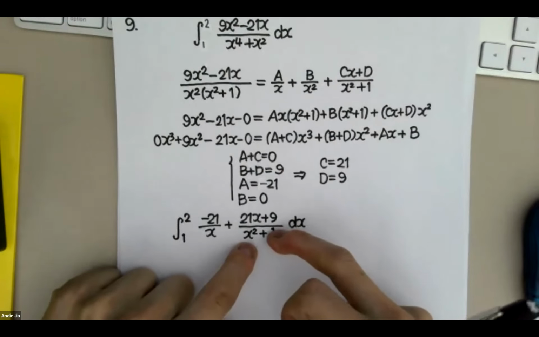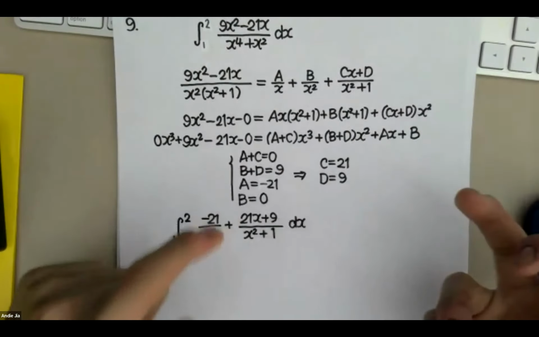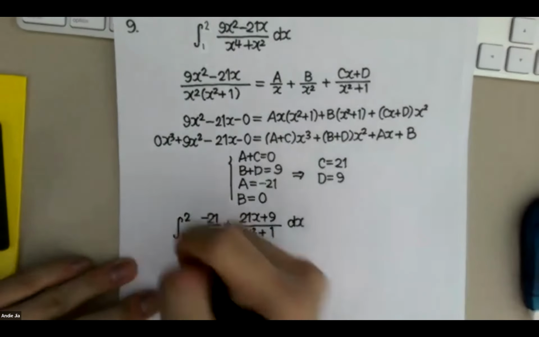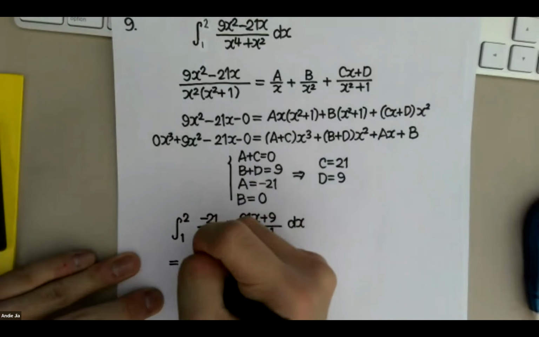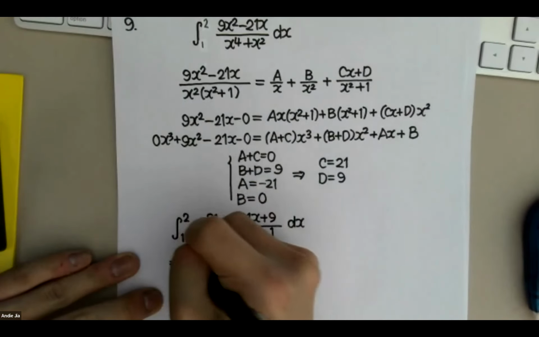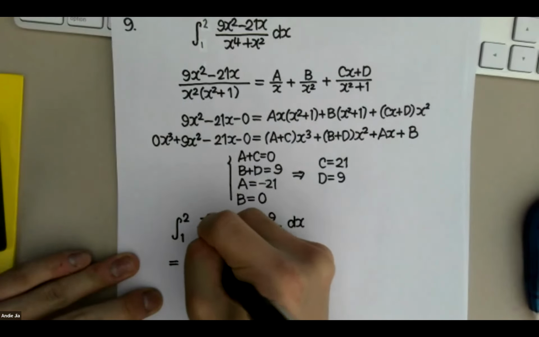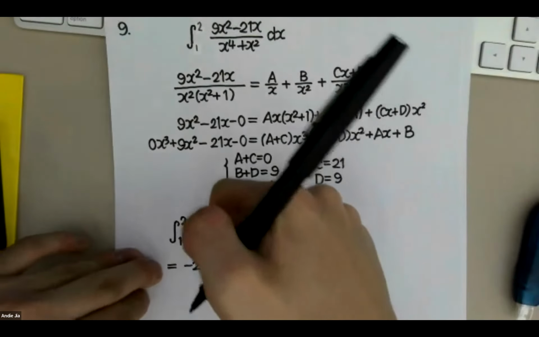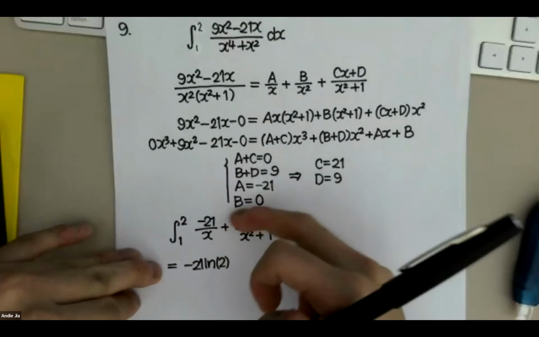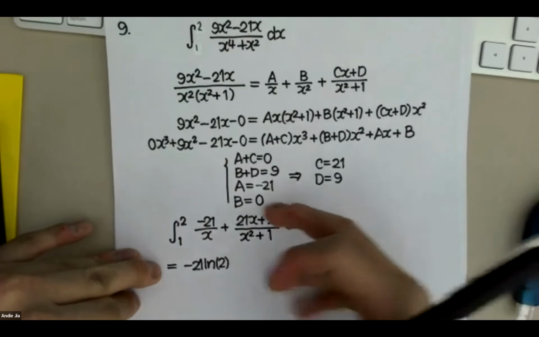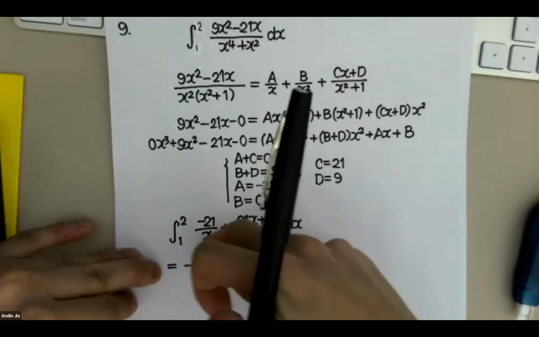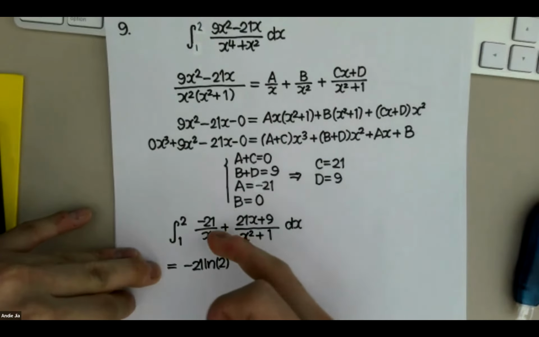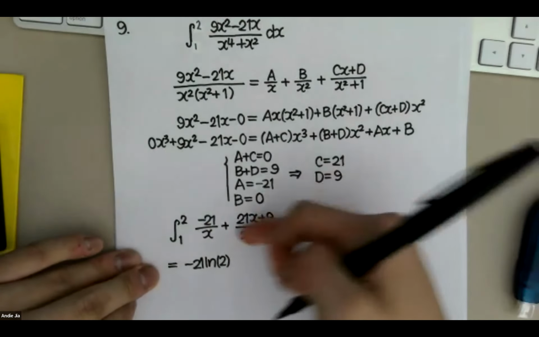For this, just split it up, then do a U substitution. This is going to be negative 21 natural log of absolute value of x, since the antiderivative of 1 over x is the natural log of x. The negative 21 is a constant, so we just multiply it back. That's why it's negative 21 natural log of absolute value of x. Now let's do this mess.